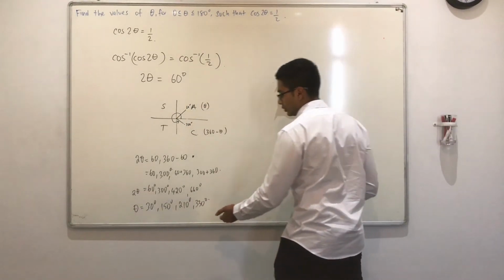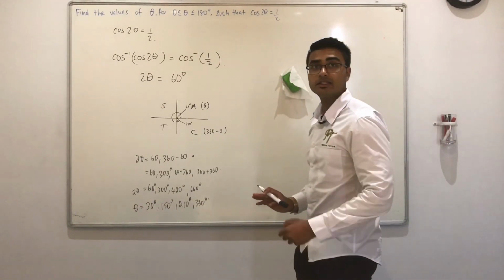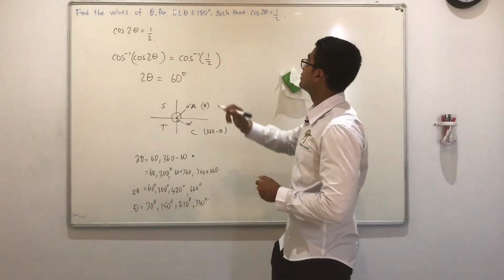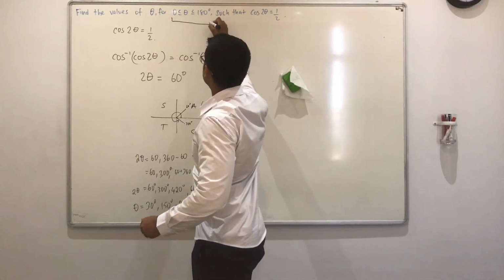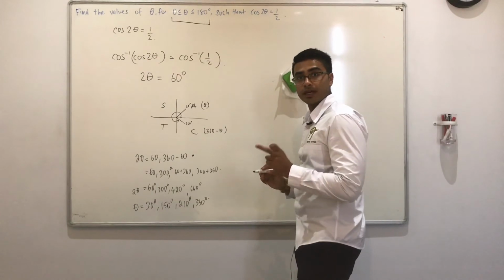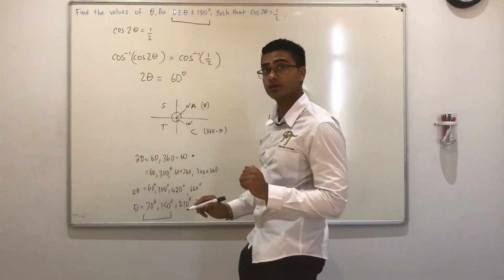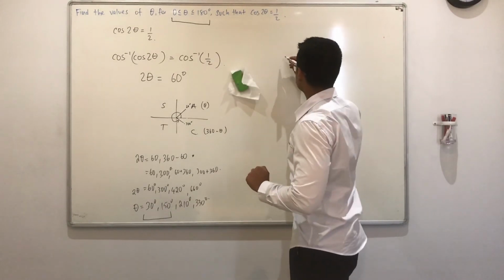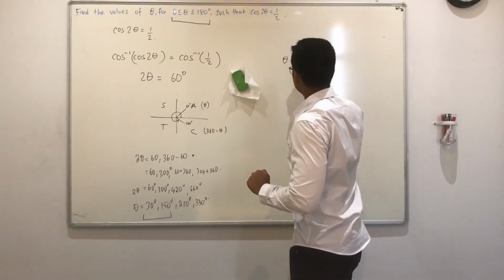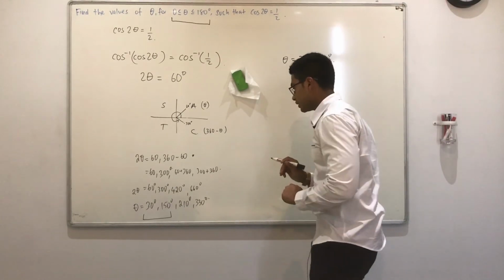So that's our answer, but once we have all of our angles, we have to pay attention to the domain. Now the domain for this question in particular is 0 to 180. So we just have to include the angles that occur for that condition. And because of that, we just have our two angles. So our final answer will be 30 degrees and 150 degrees.